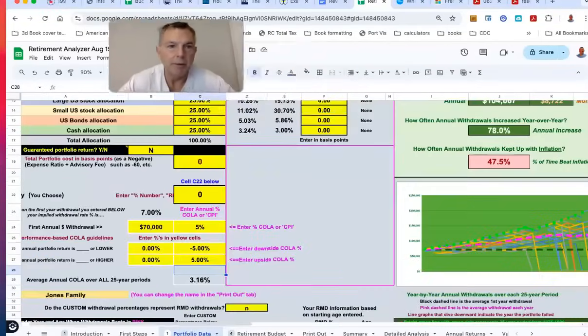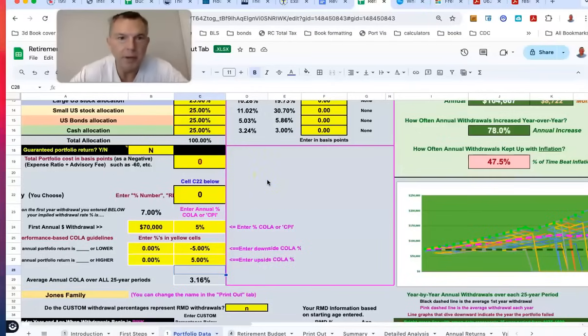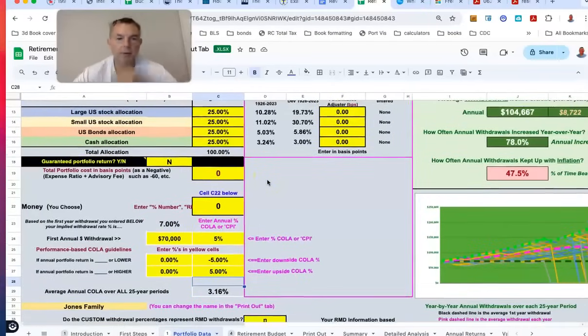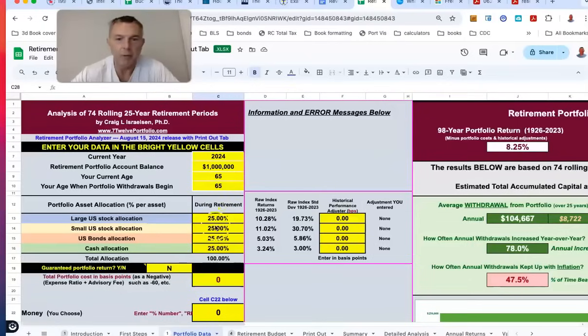I'm sure it's even better if you do Microsoft Excel, but I don't pay for that. So what we're doing here is I'm telling the software, look, I'm going to have 25% large caps, 25% small, 25% U.S. bonds, 25% cash, and it's going to be rebalanced annually, all right? And I'm not paying any fees.